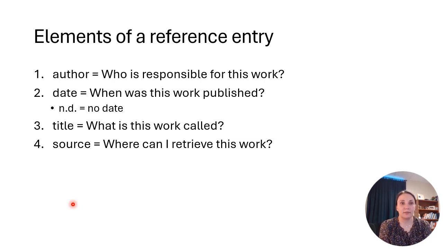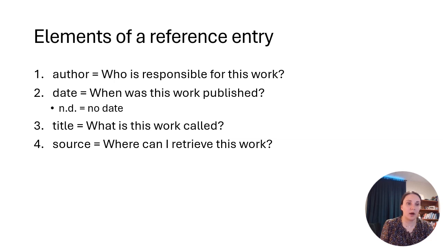So an author, when we look at that, we're asking ourselves, who's responsible for this work? The second element, date. When was the work published? And if there is no date, a lot of times web pages don't have dates, then you would use n dot space d dot. And then title. What is this work called? And source, where can I retrieve this work?